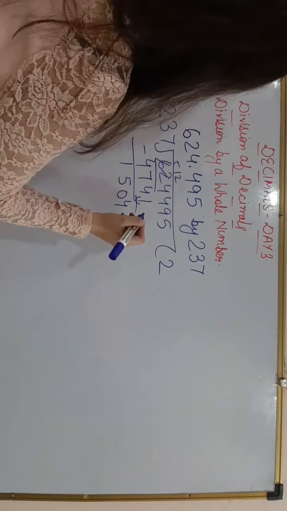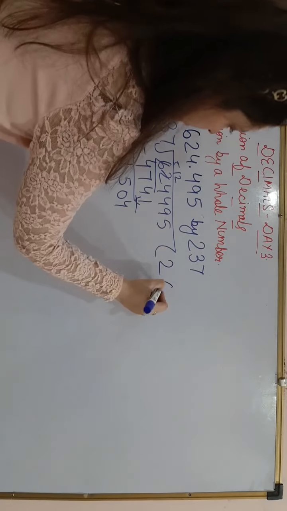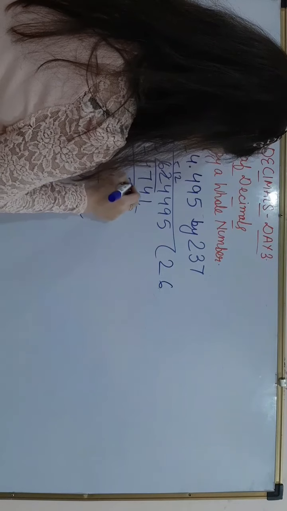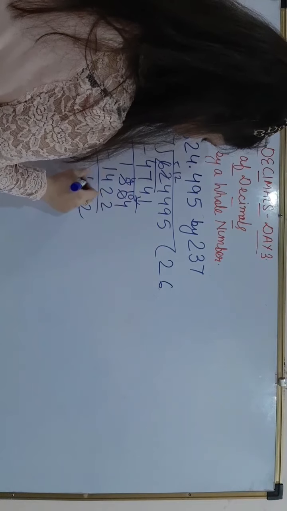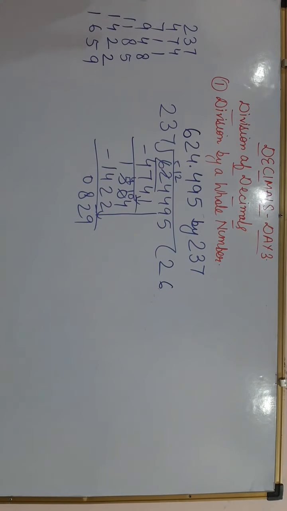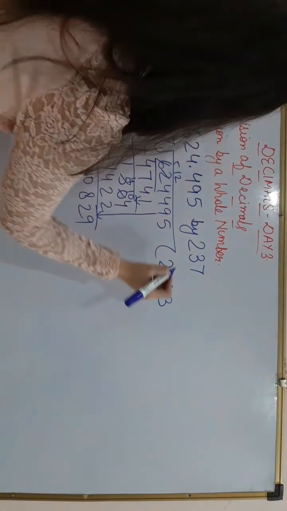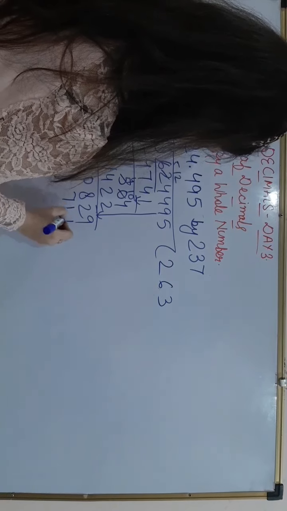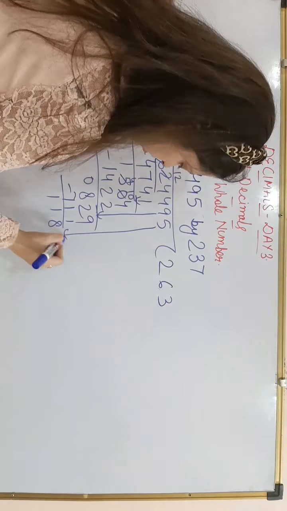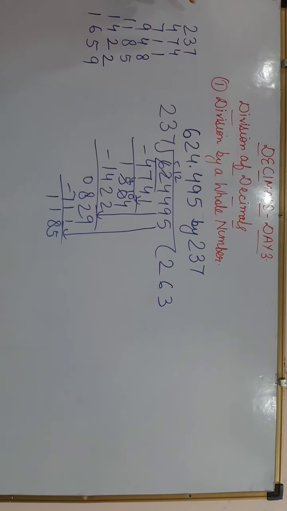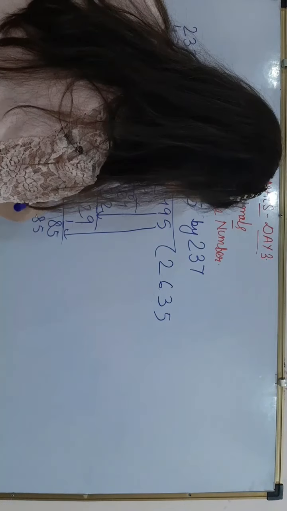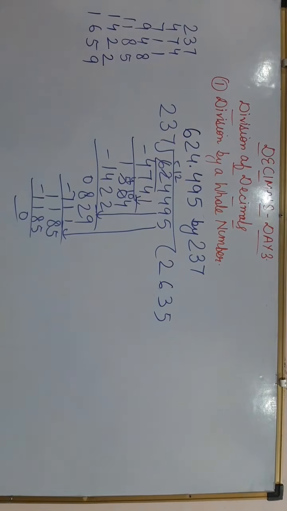237 times 6 is 1422. 10 minus 2 is 8. Now drop down this 9. Now 237 times 3 is 711. Now drop down this 5. So 237 times 5 is 1185. Now count the decimal places.